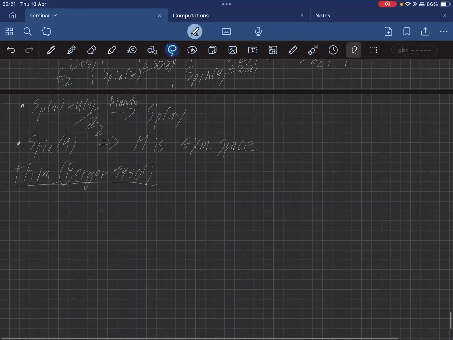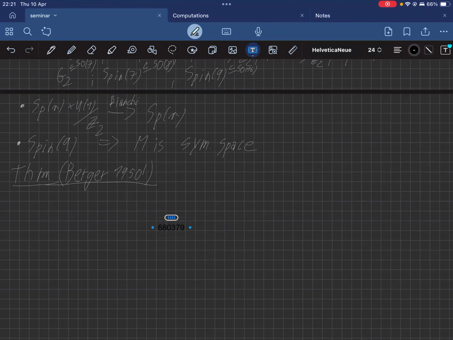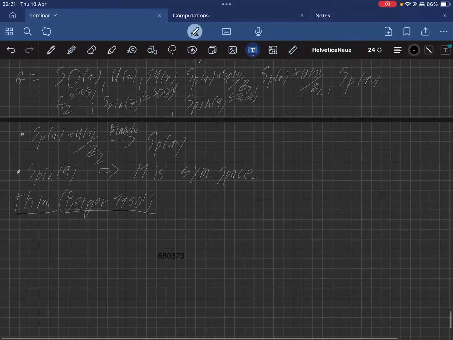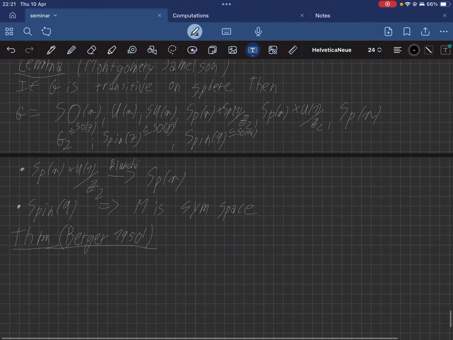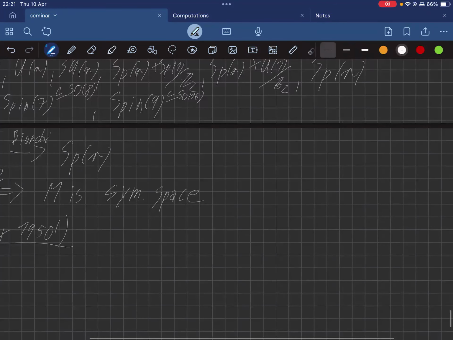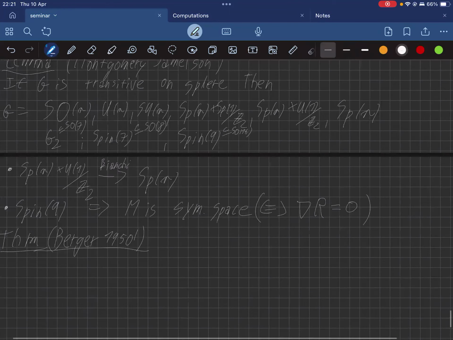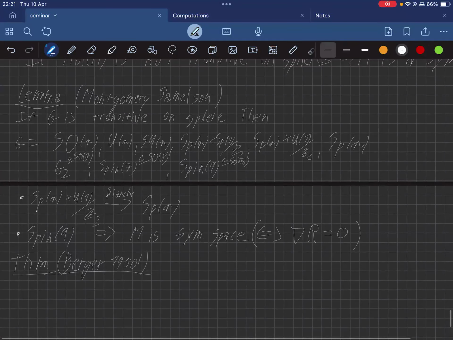What is covariantly constant? What does it mean that something is covariantly constant? Yeah, so symmetric space is the same as saying that your curvature tensor is covariantly constant. So if you show that your curvature tensor is covariantly constant, that means you are on a symmetric space. Yeah, thanks for the question.